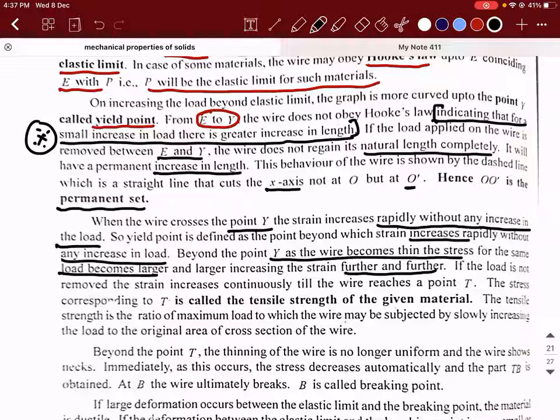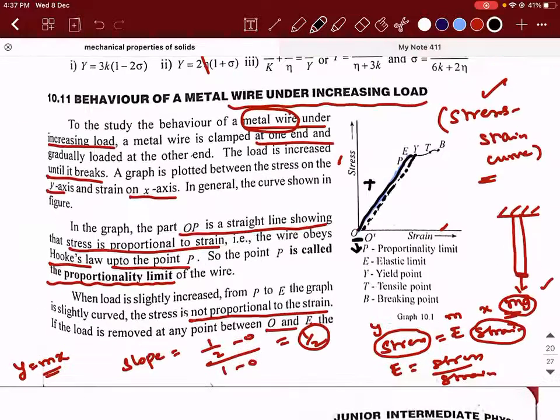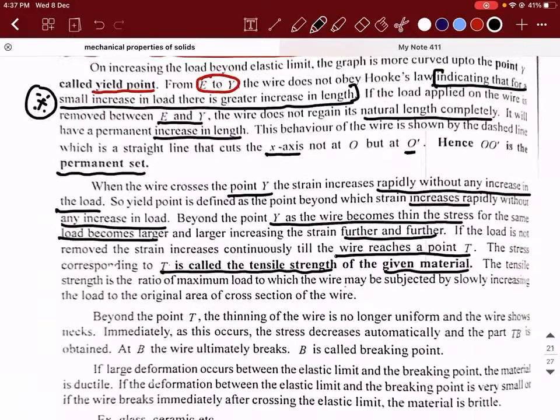So if the load is not removed, the strain increases continuously till the wire reaches a point T. The stress corresponding to T is called the tensile strength of the given material. So if from point T you drop a perpendicular, this distance is what is called the tensile stress. The stress corresponding to point T is called the tensile strength of the given material.